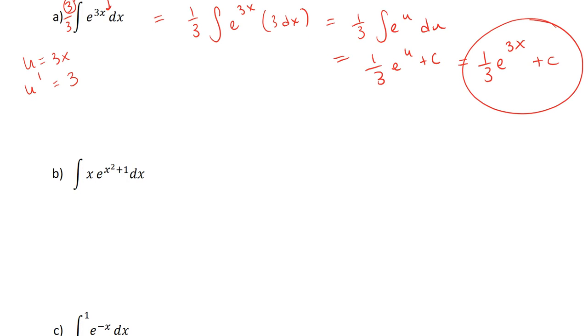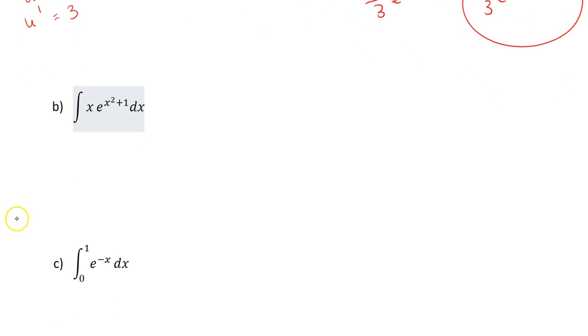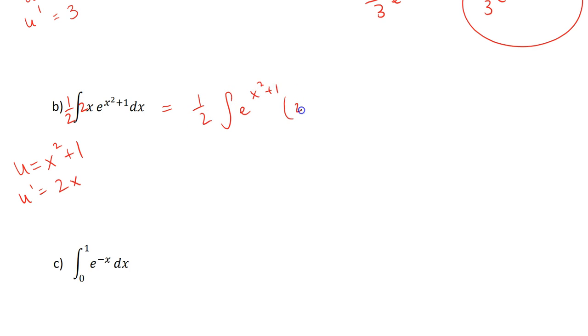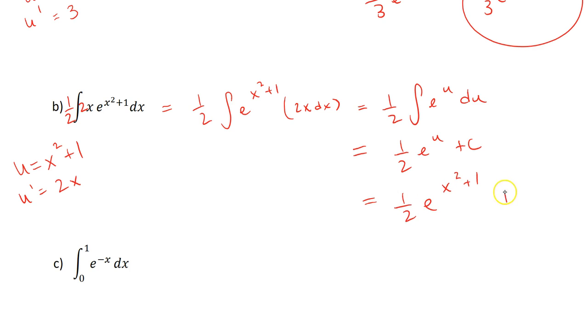Now for this one, it may look like you've got an extra x stuck out there, but you're going to need it, because if we let u be equal to x squared plus 1, then u prime would be 2x. So you can see that I need a 2 here. I've already got the x, so I'm going to multiply by 1/2 on the outside. And I'm going to rewrite this as 1/2 times the integral of e to the x squared plus 1 times 2x dx, because that's 1/2 the integral of e to the u du, which is 1/2 e to the u plus c, which is 1/2 e to the x squared plus 1 plus c.